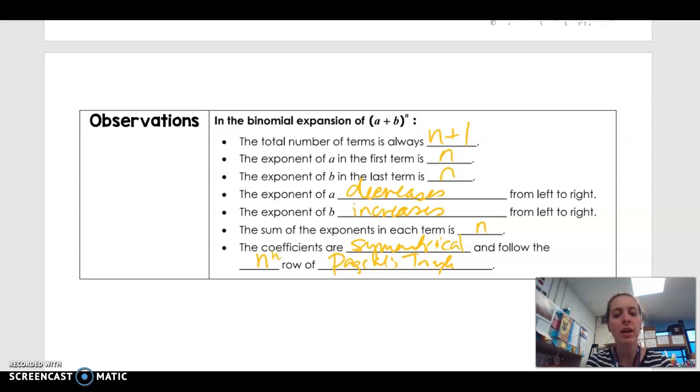And remember that if you can't remember the triangle or you don't have one with you, you can always, using our combinations that we've learned, find those coefficients. So you'll always start with finding combinations. So this would be our n value, n choose 0, and we would work our way to the combination of n taken n at a time. So we can always do that or use Pascal's triangle.